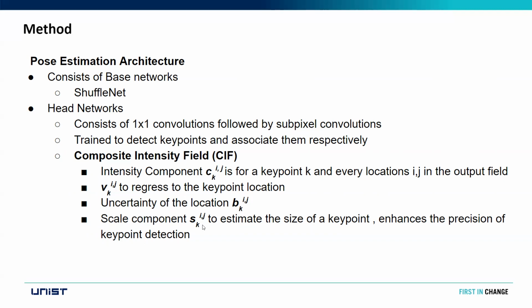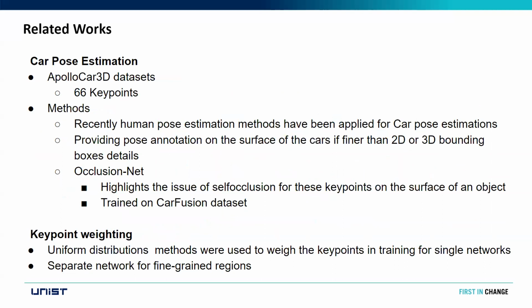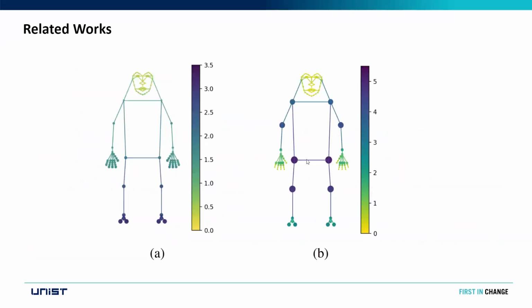So this scale component estimates the size of the key point. So the size of the key point is directly proportional to, how can I say it? So here, as you can see, on the right side, the size of the key points at the waist and shoulder are much bigger than the face and the hand. So it means that the model will pay much more attention to these key points rather than these fine-grained key points, so that each key point will have equal attention of the model.